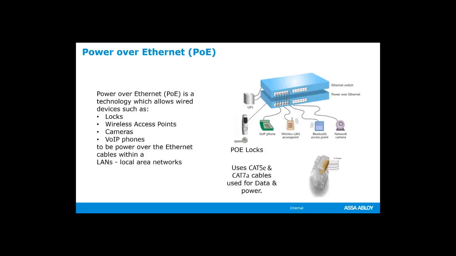Power over Ethernet, or PoE, is a technology which allows wired devices such as locks, wireless access points, cameras, and IP phones to be powered over Ethernet cables within a local area network. PoE transmits electrical power along with data to remote devices with a standard twisted Ethernet cable, such as Cat5 or Cat6, within a local area network. So the PoE cables carry both power and data, so it's a single wire run.